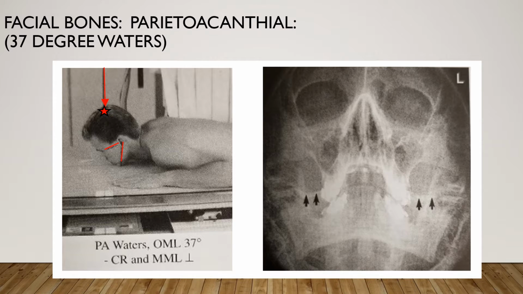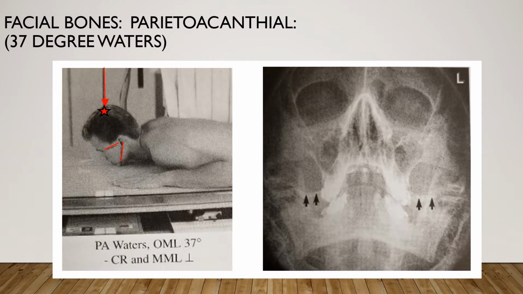The next view you are going to take of the facial bones would be a parietal acanthial 37-degree Waters view. Once again, the patient could be prone or seated erect. You're going to center and adjust the mid-sagittal plane perpendicular to the image receptor and rest the patient's head on the extended chin. Adjust the orbital meatal line to form a 37-degree angle to the image receptor.